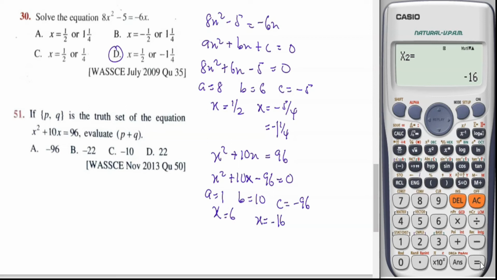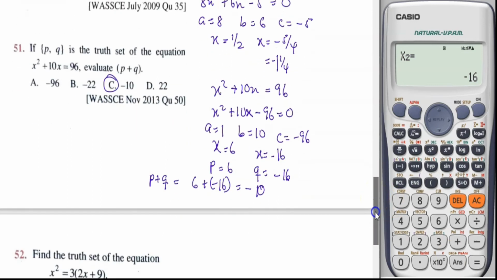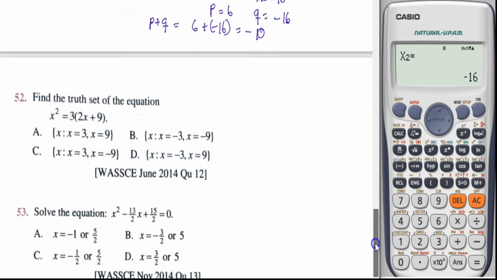So it means one x value can be the P, which is 6, and then the Q will also be -16, or the other way around. By the end of it all, we are asked to evaluate P plus Q. So it means we are going to have 6 plus -16, and that will give us an answer of -10. So that is possible answer C. I believe you are following this lesson carefully and you are enjoying it so greatly.